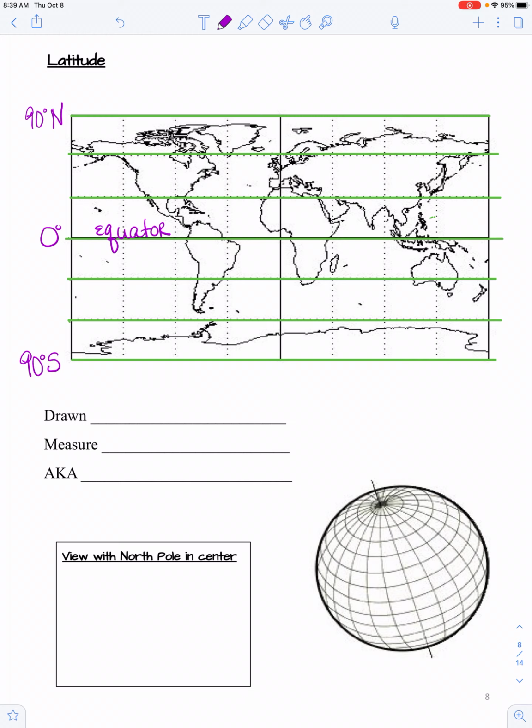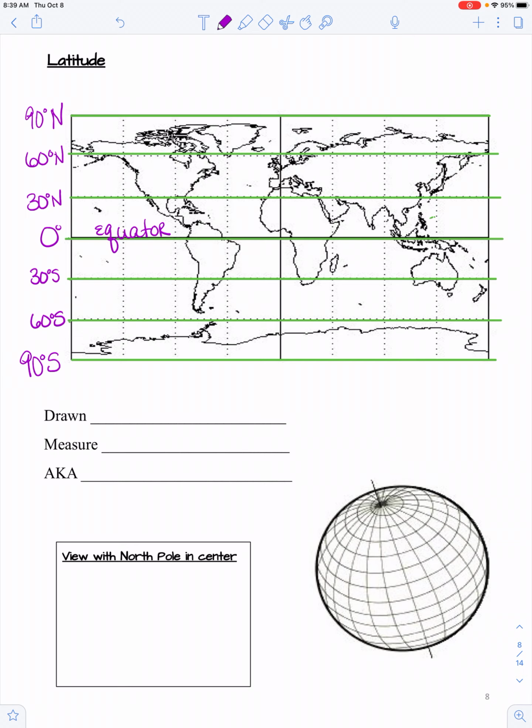And if I want to figure out what the value of these other lines are, I would just look at those intervals and determine that they're going by 30s. So this would be 30 degrees north and 60 degrees north. And when I'm in the southern hemisphere, I would go down to 90, so 30 degrees south and 60 degrees south.